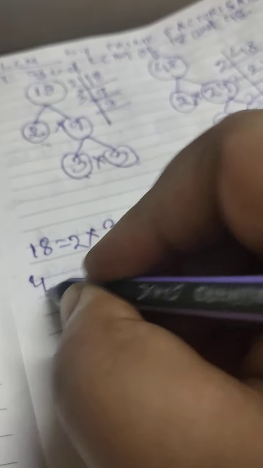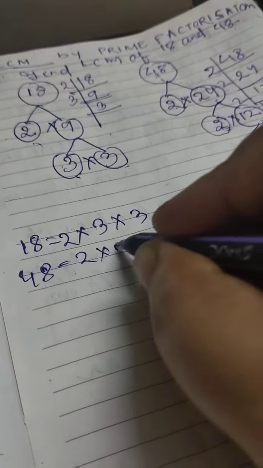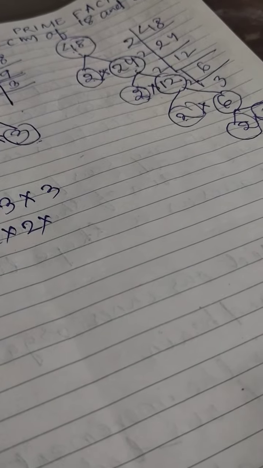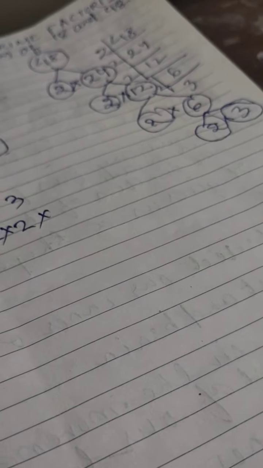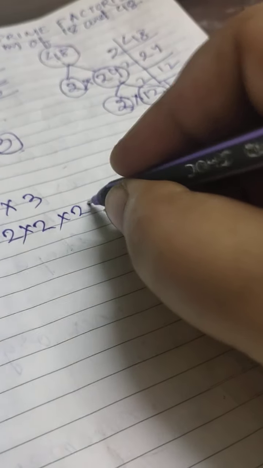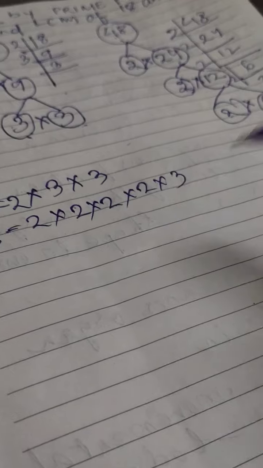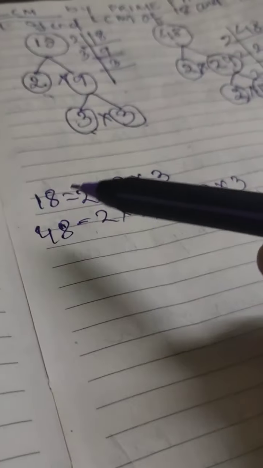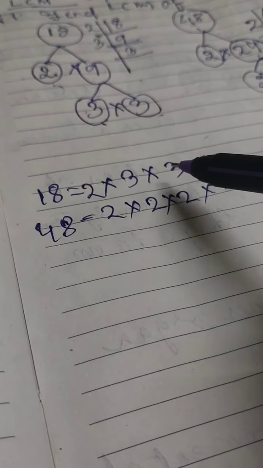Okay, now we can write 18 is equal to 2 into 3 into 3. Now 48 is equal to 2 into 2 into 2 into 2 into 3. There are how many 2s? 4 2s and 1 3. And here 1 2 and 2 3s.